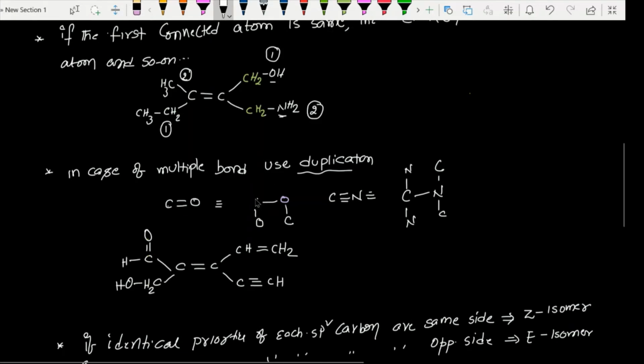So in the duplication process, double bond meaning is this carbon connected to two oxygens, this oxygen connected to two carbons. The bond represents the number of atoms connected. If you see here, this is the C double bond O: this carbon is connected to two oxygens and this oxygen is connected to two carbons. And C triple bond N means this carbon is connected with three nitrogens, 1, 2, 3, and this nitrogen is connected with three carbons, 1, 2, 3. Like that we have to consider; this process we call duplication.